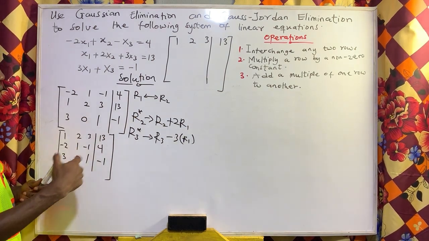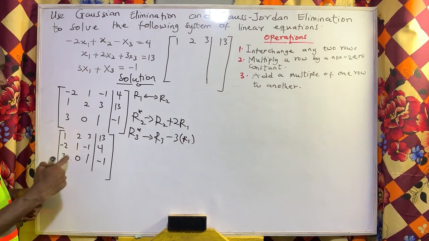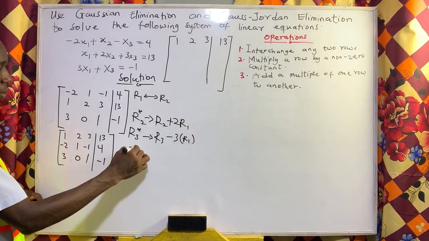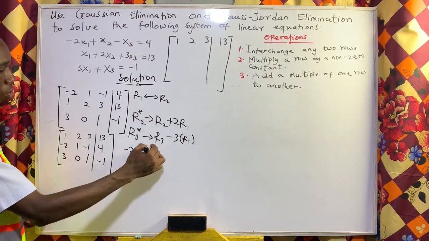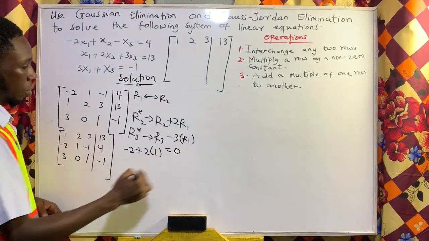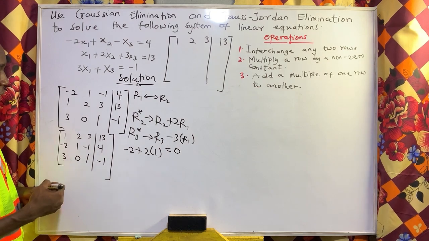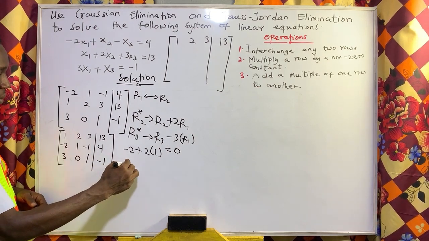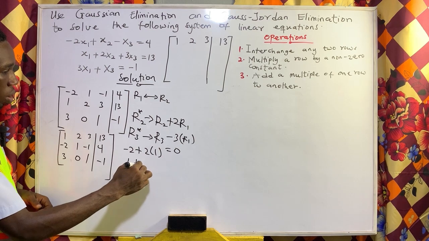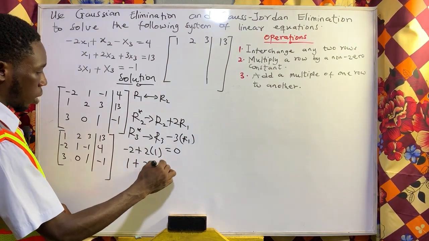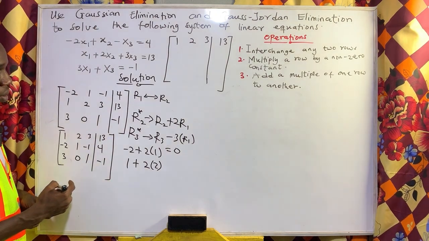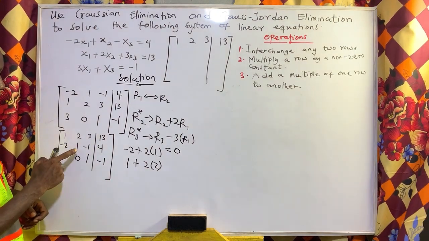Let's find the new row 2 values. The first one will be -2 plus 2 times the value in row 1, which was 1. This will give us 0, right? Let's move on to the second value. So we're going to have 1 plus 2 times 2, right? Now the next one, this one here.